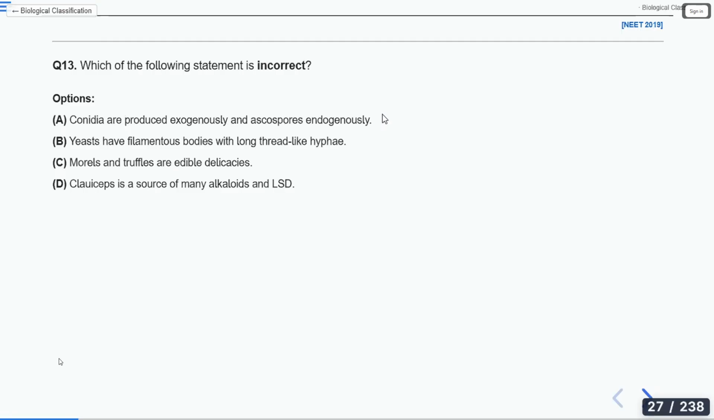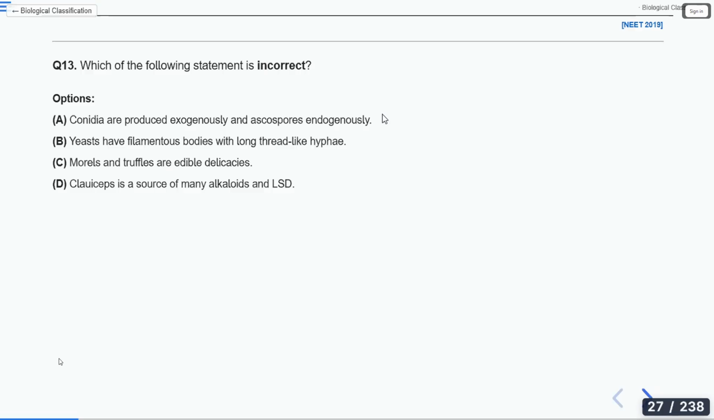Okay, next question. Which of the following statements is incorrect? Conidia are produced exogenously and ascospores endogenously. Yeast have filamentous bodies with long thread-like hyphae. Morels and truffles are edible delicacies. Claviceps is a source of many alkaloids and LSD.